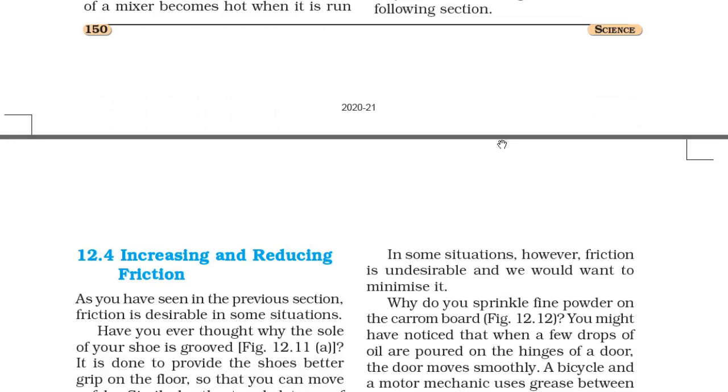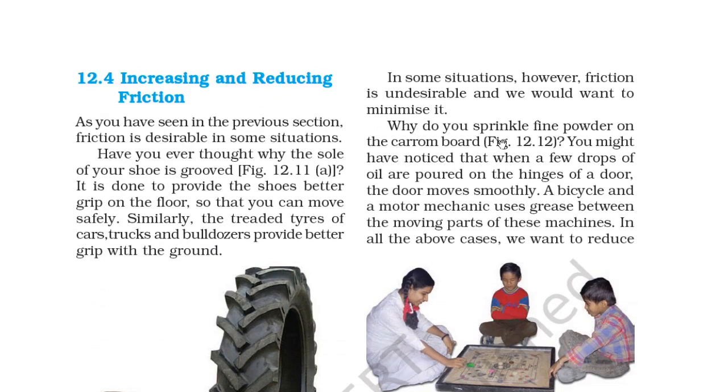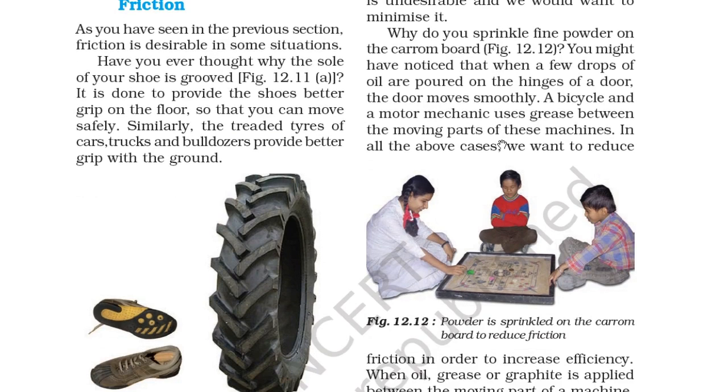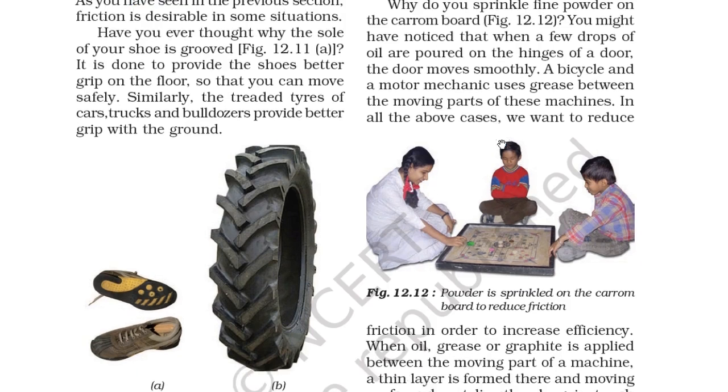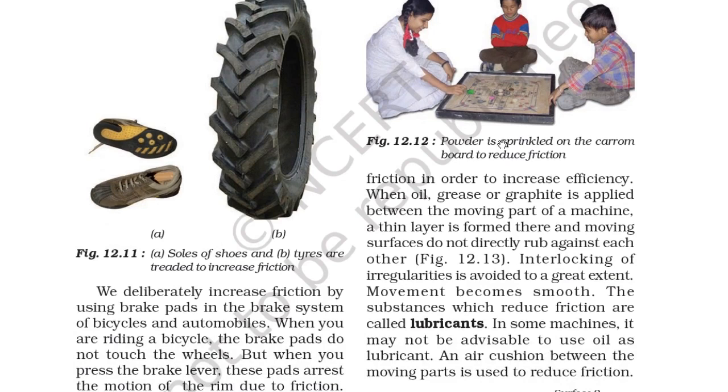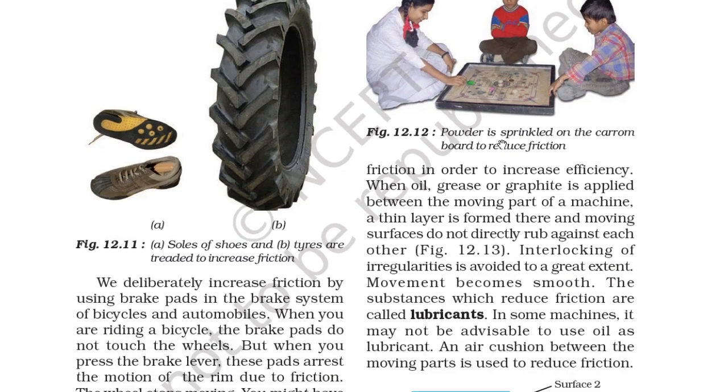So you can see increasing and reducing friction. As you have seen in the previous section, friction is desirable in some situations. Have you ever thought why the sole of a shoe is grooved? So in 12.11a we can see that it is done to provide the shoe better grip on the floor so that you can move safely. Similarly, the threaded tires of cars, trucks, bulldozers provide better grip with the ground. So you can see one is the sole of the shoe and second is the tire, which is threaded to increase the friction.